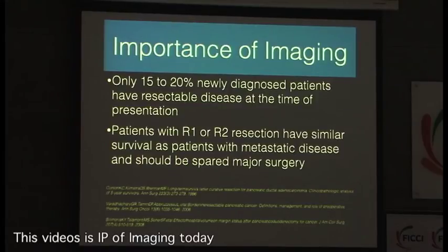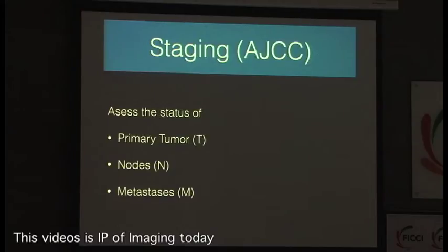So what is the importance of staging or imaging rather? Only 15 to 20% of newly diagnosed patients have resectable disease at the time of presentation. Fine. If you do an R1 resection, which is a microscopic, or an R2 resection, which is a macroscopic residual tumor, these patients have the same survival as a patient who hasn't undergone surgery. So basically you are going to make the patient miserable, make him spend a lot of money, and then you are going to give him no survival benefit. So when you are selecting your patients for a Whipple's, the role of the radiologist is really major, and I cannot stress that enough.